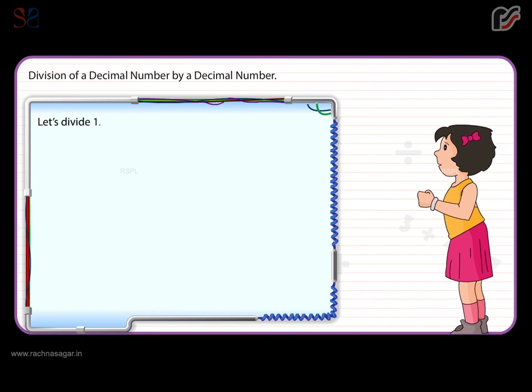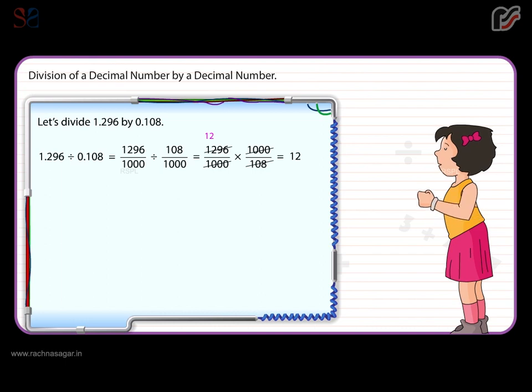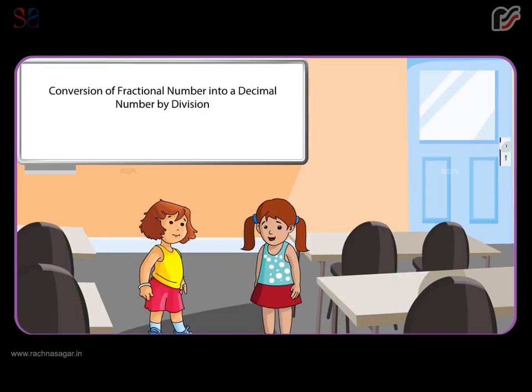Let's divide 1.296 by 0.108. 1.296 divided by 0.108 is equal to 1,296 by 1,000 divided by 108 by 1,000 is equal to 1,296 by 1,000 multiplied by 1,000 by 108 is equal to 12. Therefore, 1.296 divided by 0.108 is equal to 12.